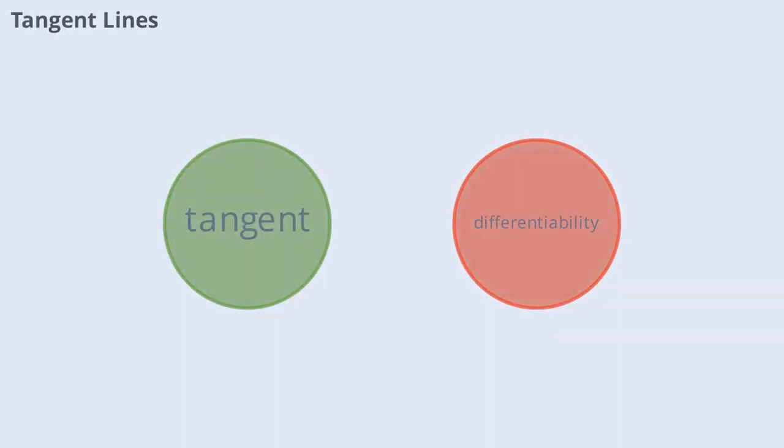A tangent line is a straight line that just touches a curve at one point, matching its direction. If a curve is differentiable at a point, you can draw a tangent line there. If there's a sharp corner, you can't. Tangent lines are a fun way to see differentiability in action.